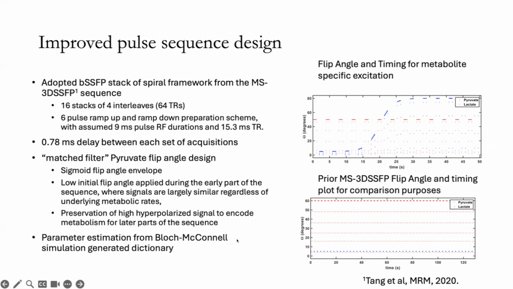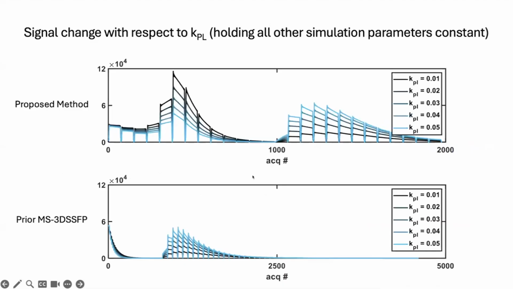while sampling lactate throughout. And then to do parameter estimation, we go back to the fingerprinting basic approach of generating a dictionary across KPL from a Bloch-McConnell simulator and doing template matching. And then just to look at this dictionary, on this top here, this is a couple of excerpt signal evolutions from the dictionary. On the left are the signals that we take from the pyruvate acquisitions, and on the right is the signal from the lactate acquisitions.